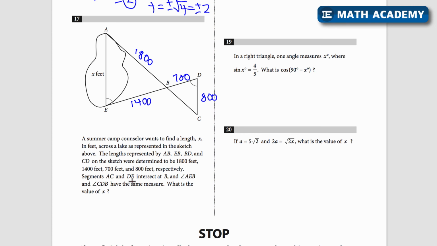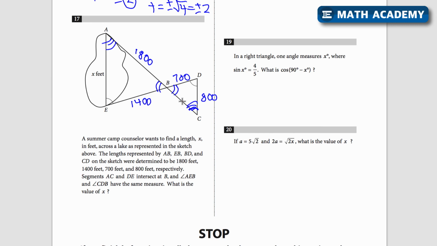Segments AC and DE intersect at B, and angle AEB and angle CDB have the same measure. What's the value of x? So they've already marked down that these angles AEB and CDB are congruent here. I also know that vertical angles are congruent, so I'd say these are congruent. So I have 2 angles that are congruent with 2 other angles on this triangle. I know that this third one also has to be congruent to this third one then, because they have to add up to 180.